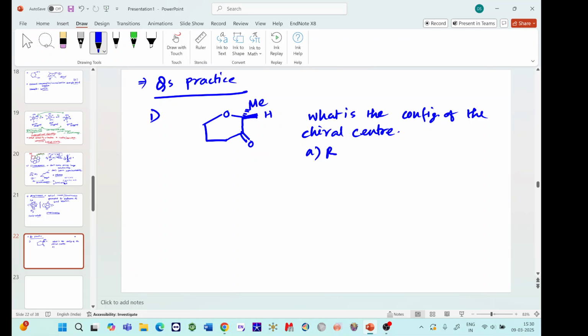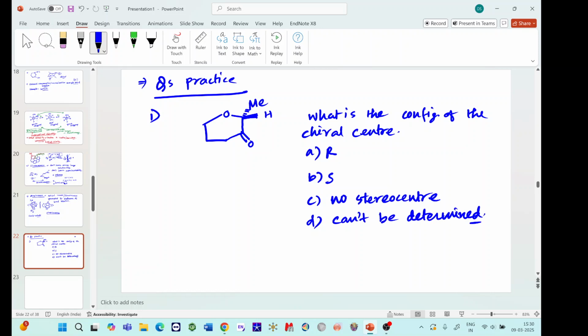Options are A, R; B, S; C, no stereocenter; and D is cannot be determined. So can you try it? R configuration. Okay. Yeah, it is right.